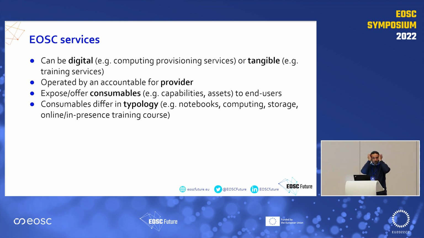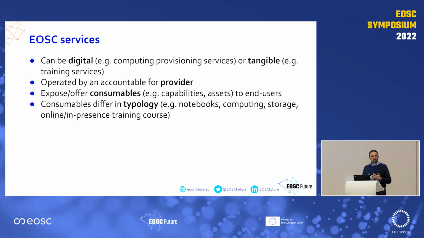Typically a service exposes capabilities or stuff that is useful to the users, okay? So a typical example is computing, or again, when we talk about the office, a person that is giving you a seminar, for example. They differ, therefore, in the typologies of consumables, that's how we call them, that they offer. And this is actually one key and important aspect of the EOSC, right?